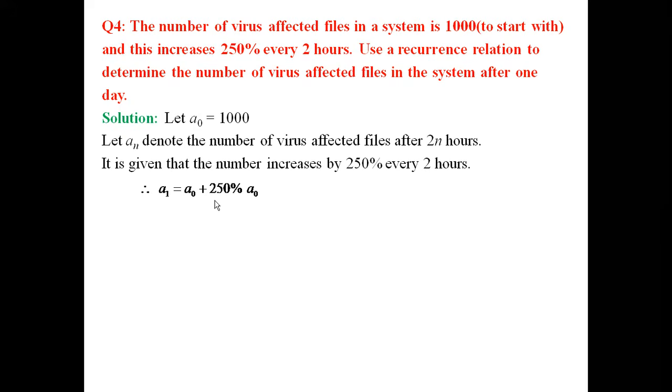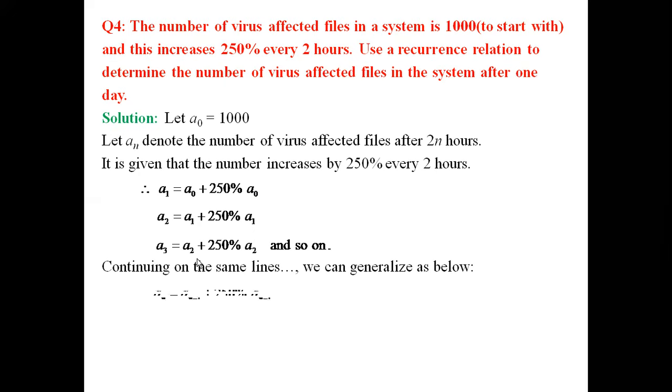Keeping this in view, we can also write down A2, which is A1 plus 250% of A1. Similarly A3 is A2 plus 250% of A2. And so on. So these expressions can be generalized and written down as An equal to An minus 1 plus 250% of An minus 1. With a keen observation on these values, we will be able to generalize and write down the term for An.